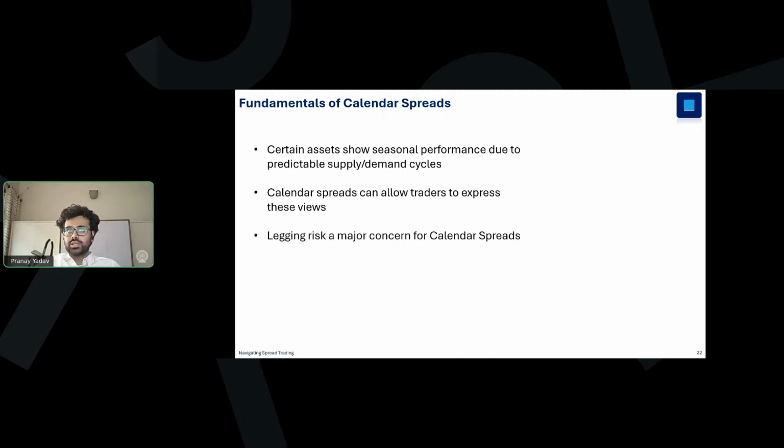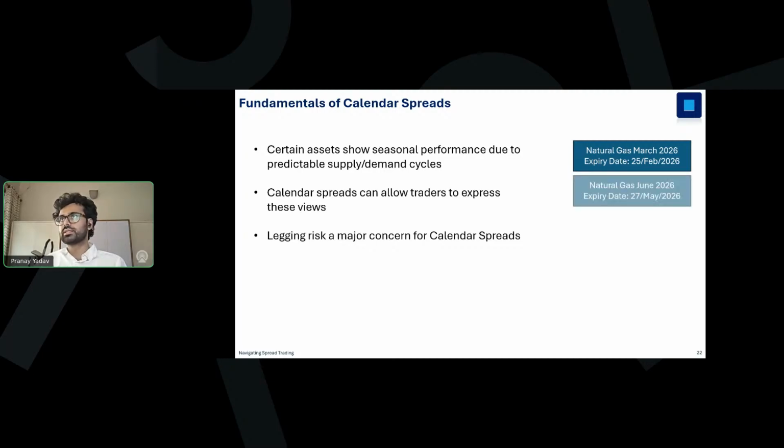Nevertheless, legging risk is a major concern for calendar spreads, and with the following example, I'll highlight exactly why that's the case. Let's start with an example of natural gas. Start with a natural gas position in March futures, March 2026, and a natural gas position in June futures. So the spread consists of a position in both, right? We were short March futures, then we were long June futures.